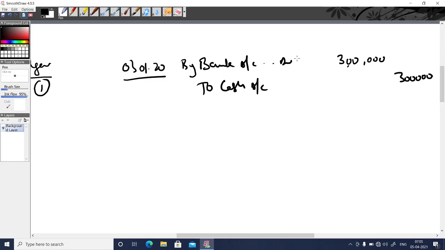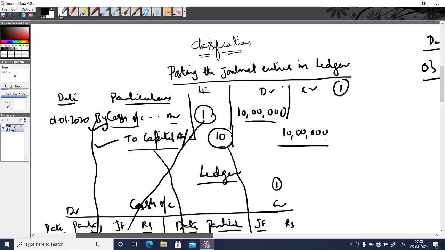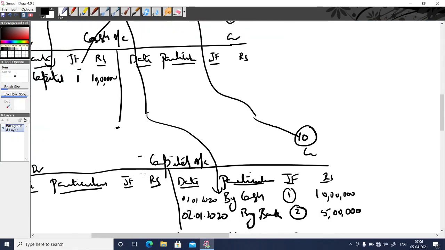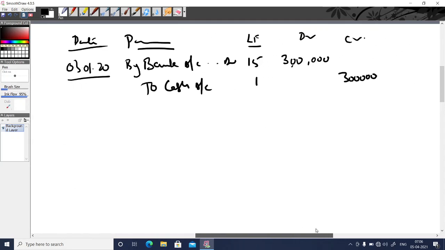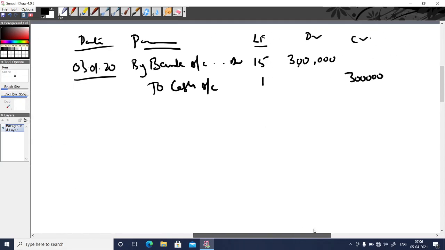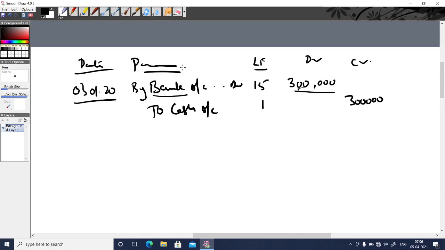Now, how do I post this? Let us say we are giving the folio numbers also, the LF folio number, date, particulars, debit, credit. Now, how do I record this? How do I post this in the ledger? If you observe, we have already opened the bank account and the cash account in the ledger. We already have the cash account here, and we also have the bank account here. So I have to go to the bank account. On the debit side, I have to write 3 lakhs.